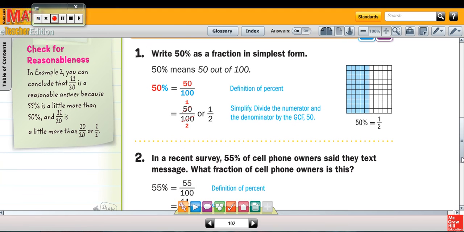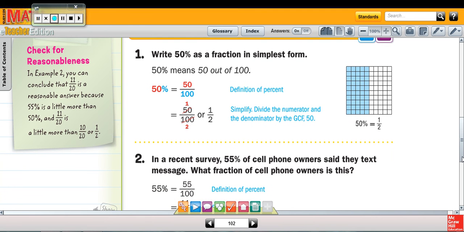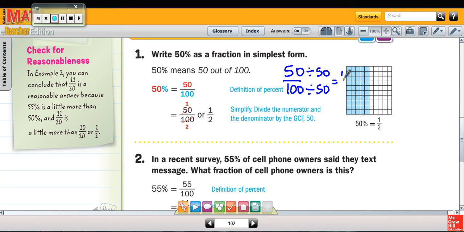Okay, look at example 1. Write 50% as a fraction in simplest form. So in fraction form, that would be 50 out of 100. We can take out a common factor of 50, which would give us 1/2 as the equivalent fraction.